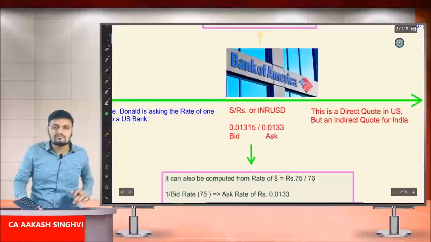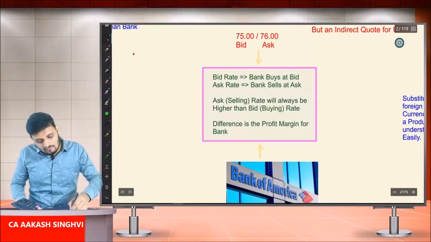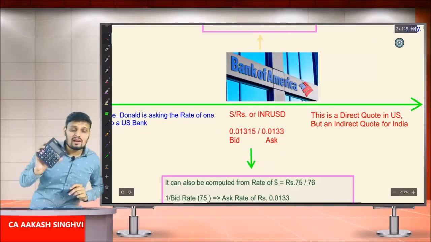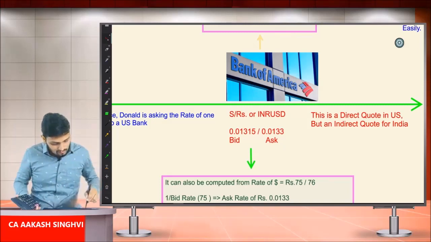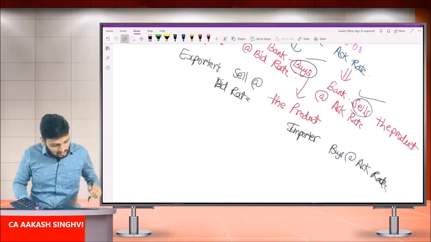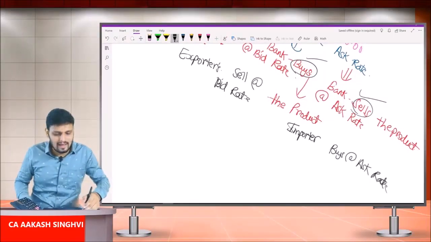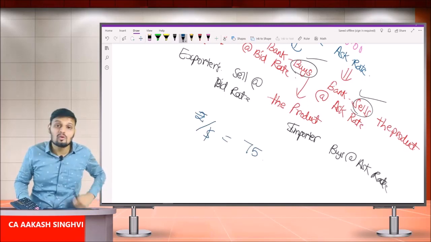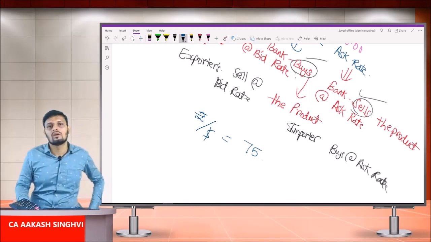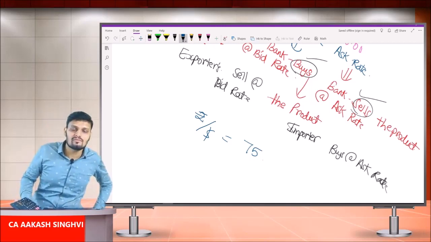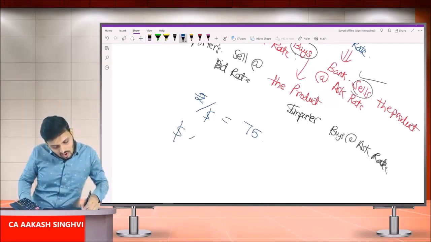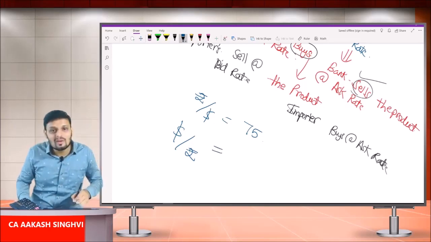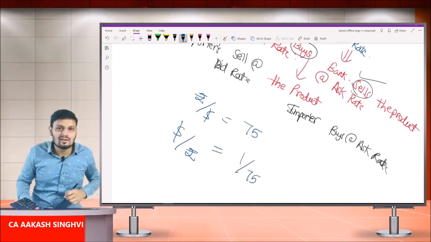Now, if you want to compute from the dollar rate to the rupee rate, we can compute with the help of a calculator. First let me give you only one currency. For example, you go to the bank and the bank says the rupee per dollar is 75. Now you have a question: give me the quote of dollar per rupee. What will you do? Obviously, you will do 1 divided by 75.